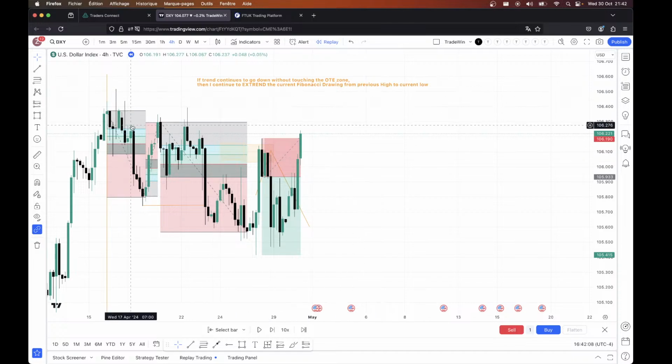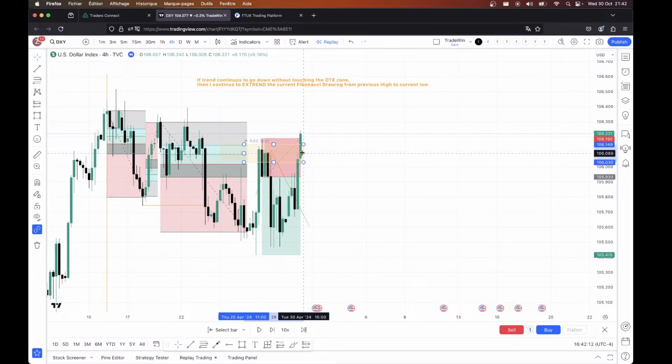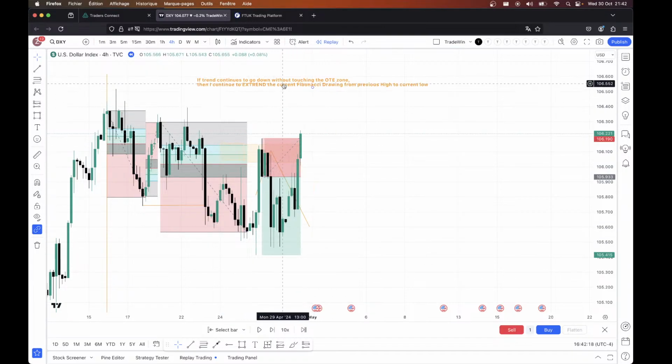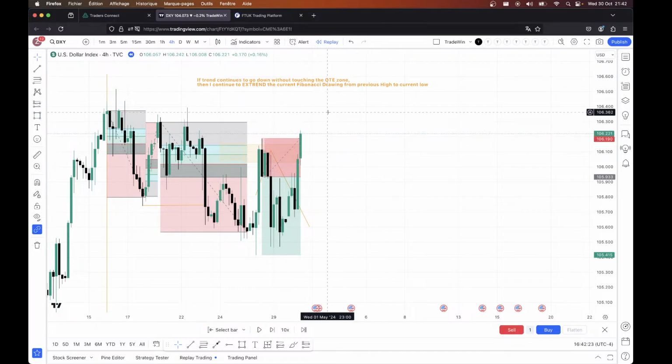We can see that we just breached here over the OTE zone without taking any new low further here. So my short thesis is at this point disabled. Okay, it doesn't stand anymore.